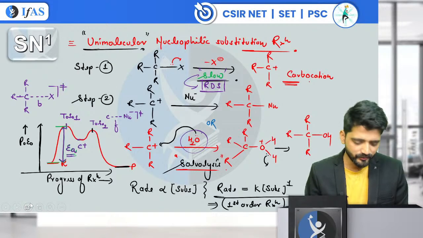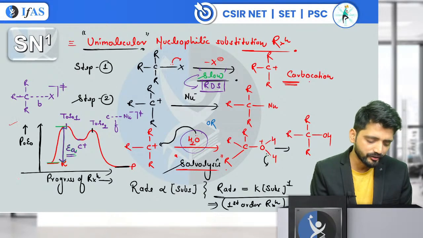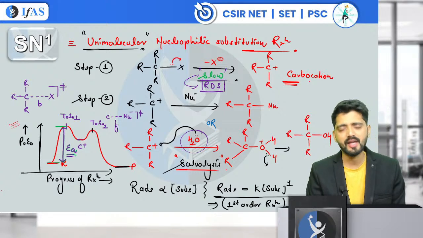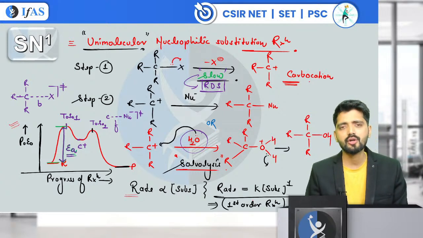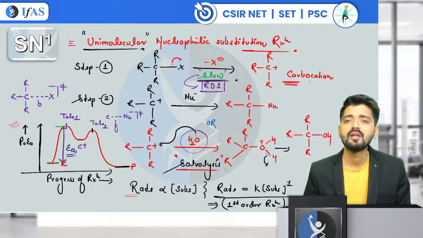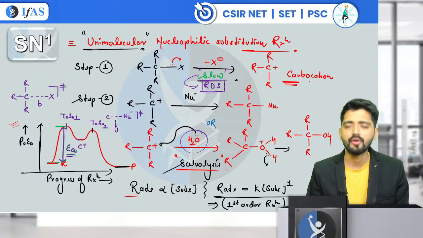Moving ahead, we started with the SN1 reaction. This is how its potential energy diagram looks. We have a two-step mechanism. When we saw the rate, it is only first order with respect to the substrate. It means the nucleophile does not play any important role here.